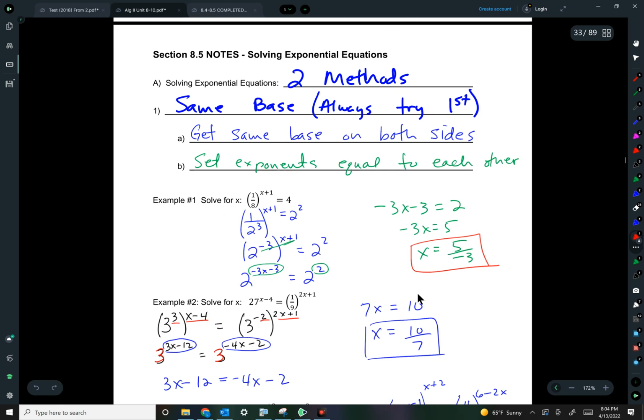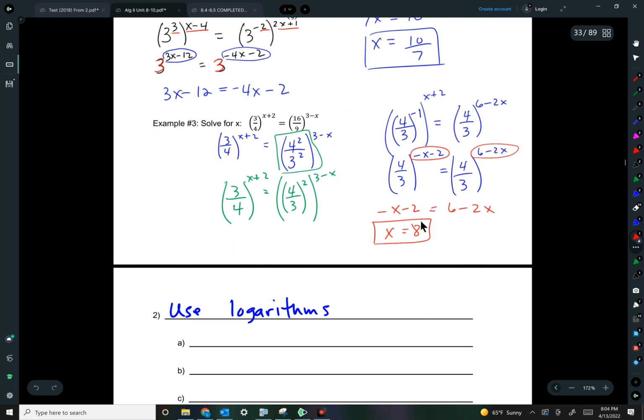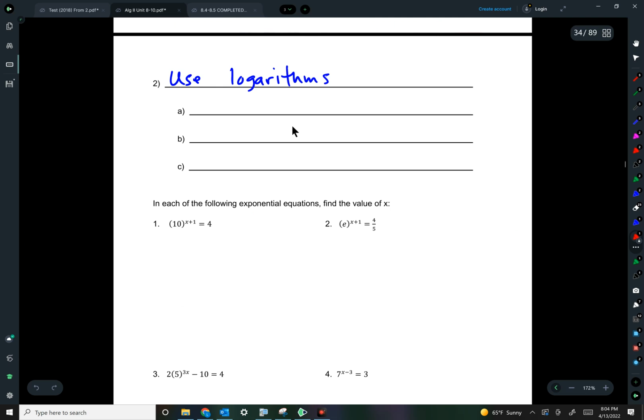So this is the video for the second half of 8.5. Previously we talked about solving exponential equations by getting the same base. And so we went through several examples. We got the same base on both sides, and then we set the exponents equal to each other. Well, remember I said there's two methods to solving exponential equations. It might be that you can't get the same base on both sides.